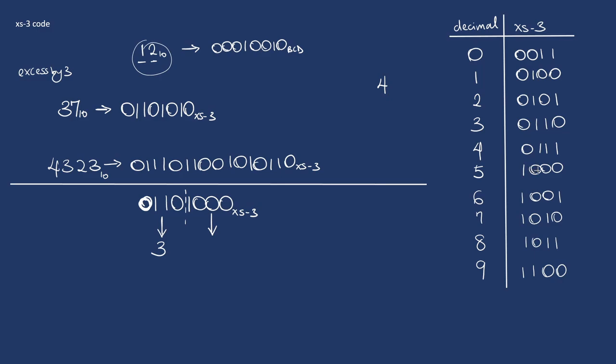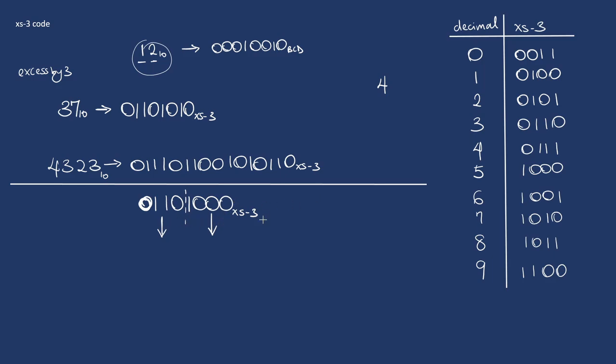100 on the XS-3 table is 5. So that means this is the same as 35 in base 10, okay? But there's another way to go about this if you don't have the time to draw an XS-3 table. You can convert this exactly to binary, exactly from a binary to decimal.